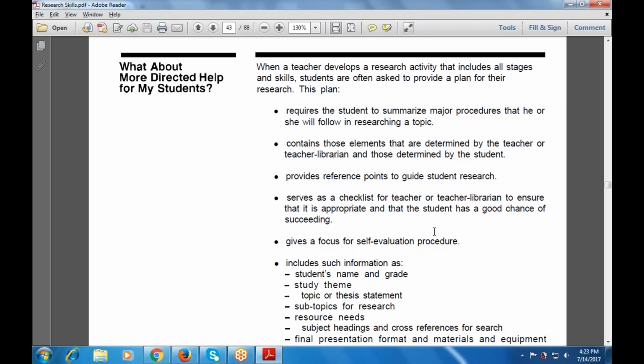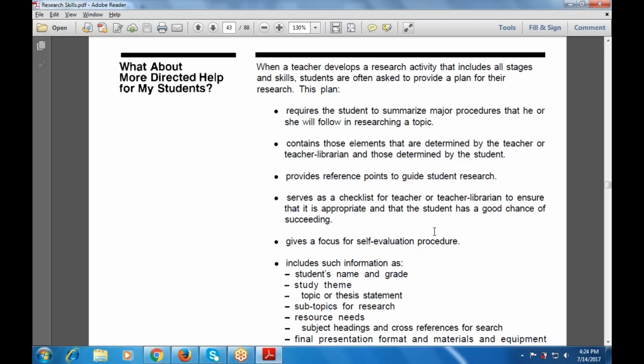Then it provides reference points to guide the student research. Reference point means a key point that is used to guide the student's research. Then it serves as a checklist for the teacher librarian to ensure that it is appropriate and that the student has a good chance of succeeding.